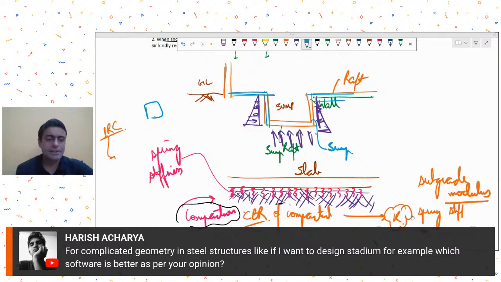Mr. Harish Acharya is asking, for complicated geometry in steel structures, like if I want to design a stadium, which software is better in your opinion? See, input-output option wise, ETABS is better than STAAD. For help with modeling, if you have a complicated structure, you will have to do more jugaad work in ETABS to bring that complicated structure. Instead, it is easier to bring complicated structures through DXF. In ETABS, it can be slightly more challenging to bring these types of structures.